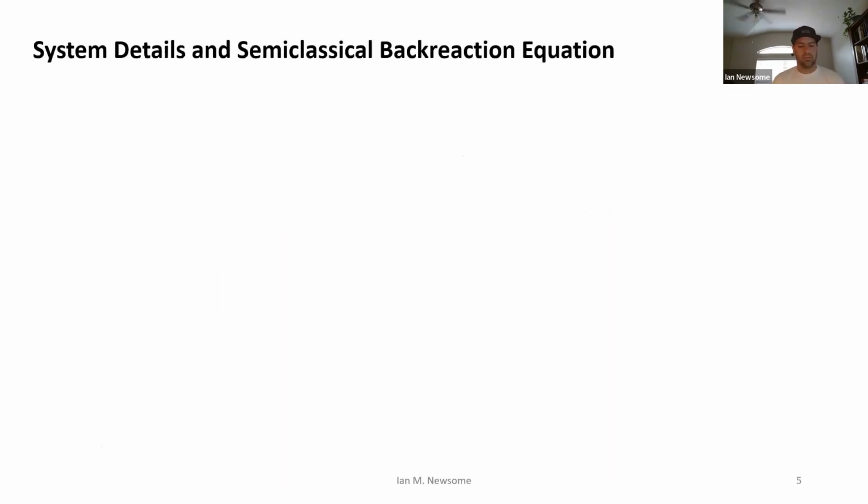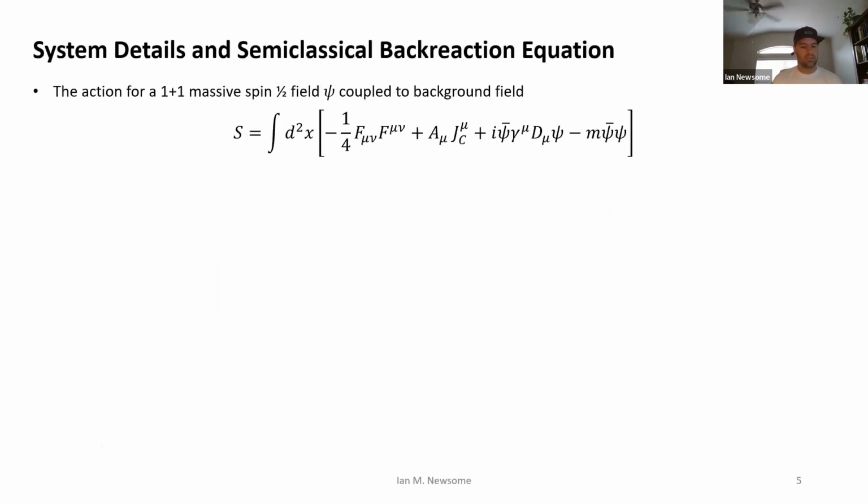Okay, here I'm going to present some general details about the system under consideration. I'll move as quickly as I can. The action for a 2D massive spin 1/2 field psi coupled to a background electric field is given by the following. The J_C term here is acting as a classical and conserved external source. The exclusion of this term leads to the standard action for quantum electrodynamics.